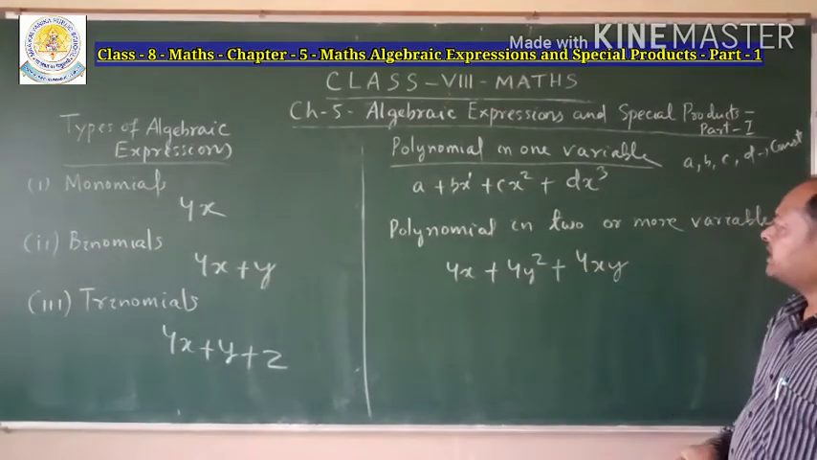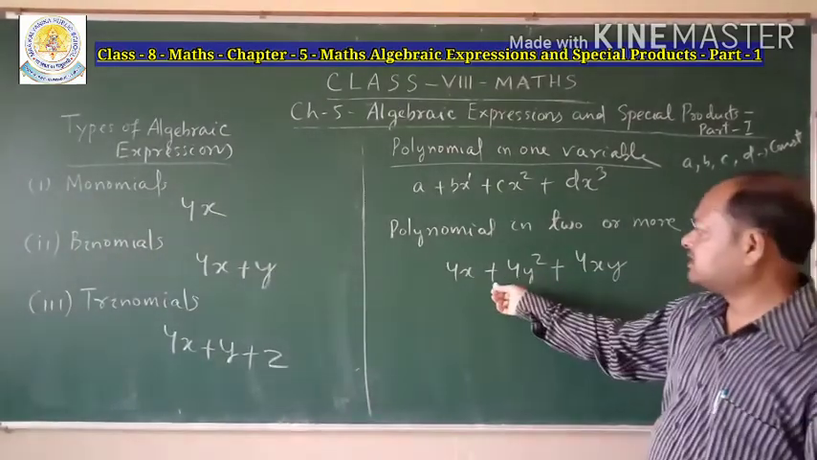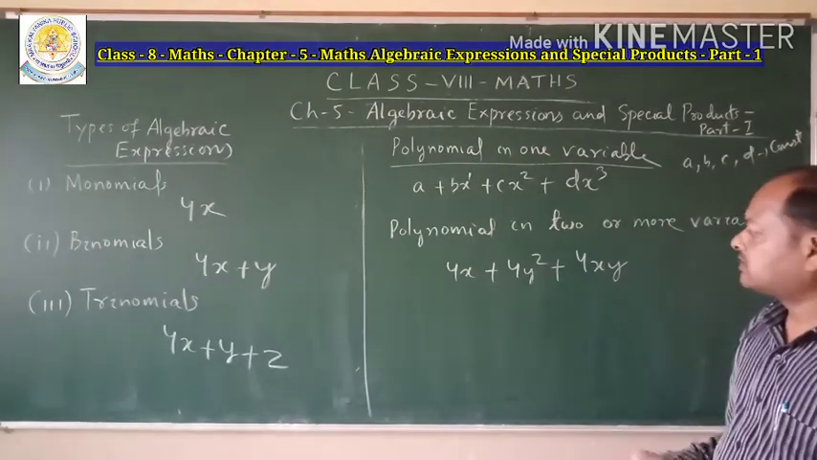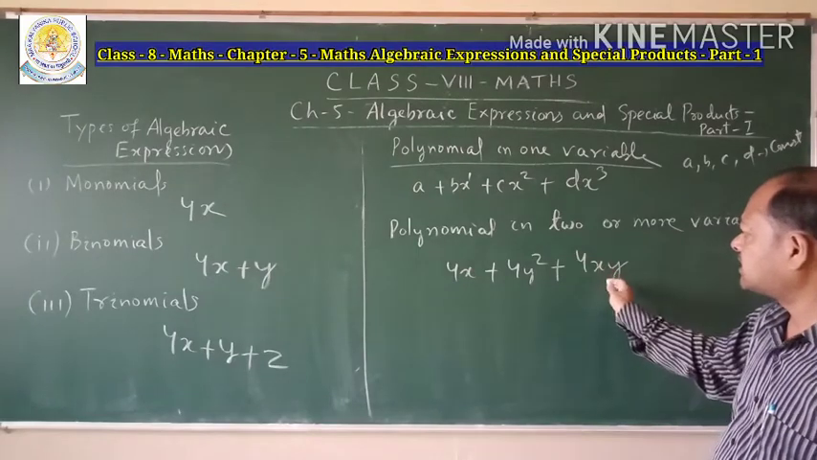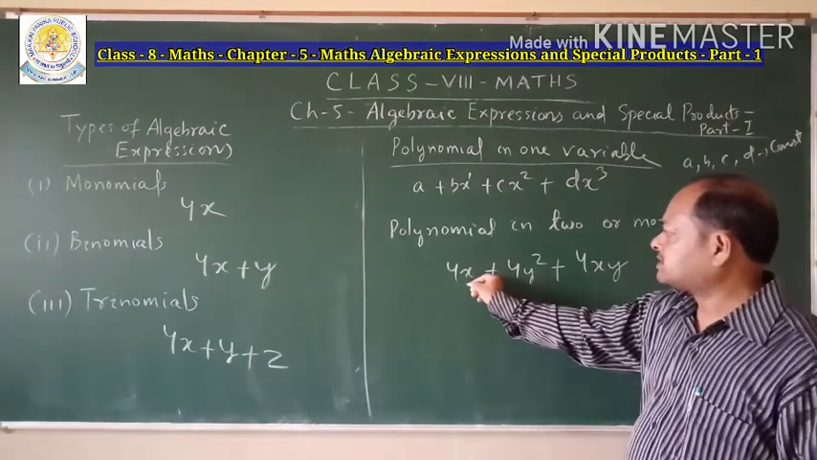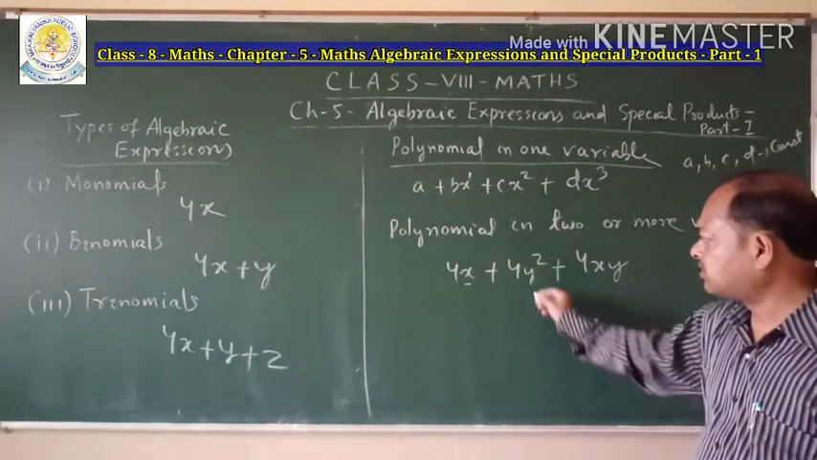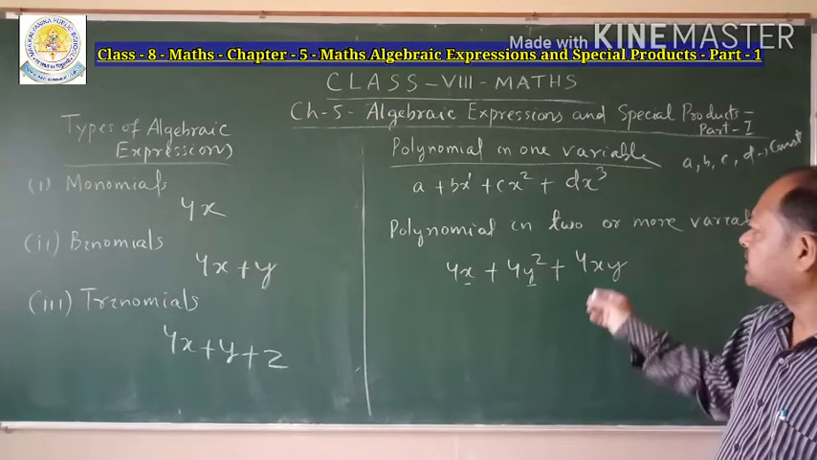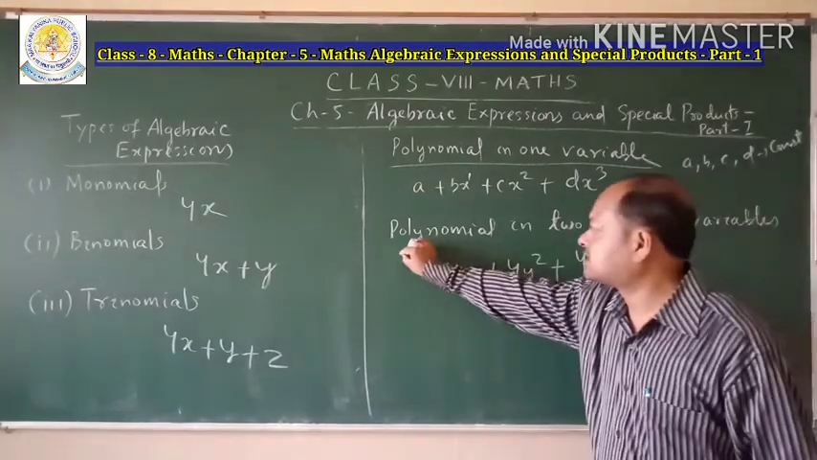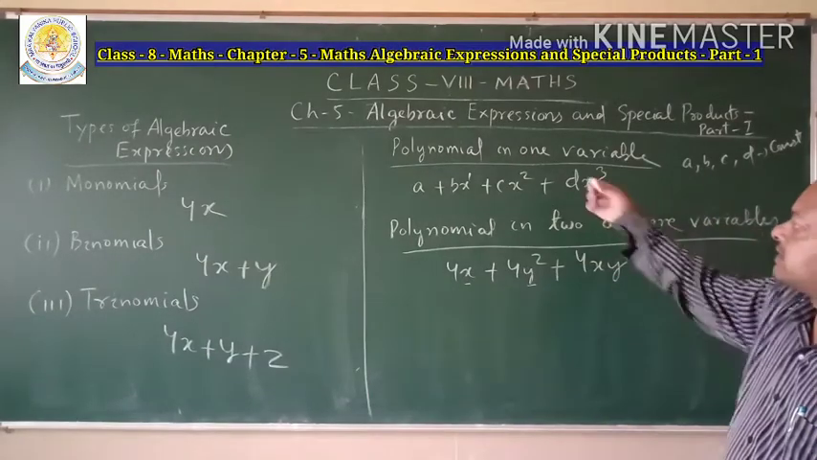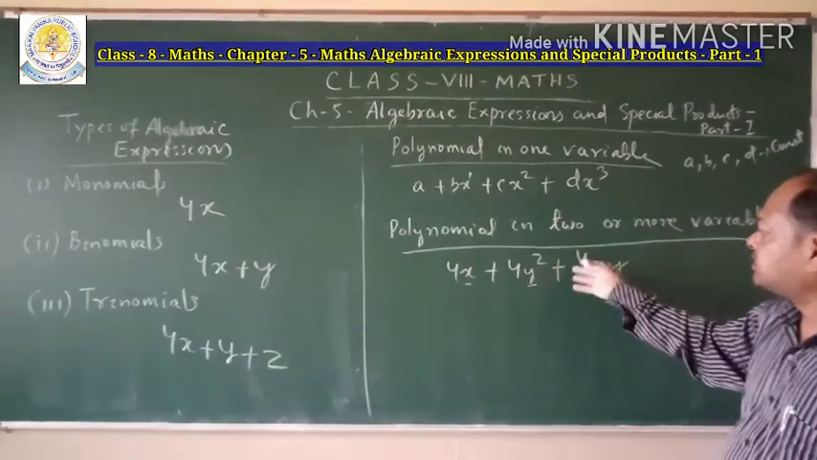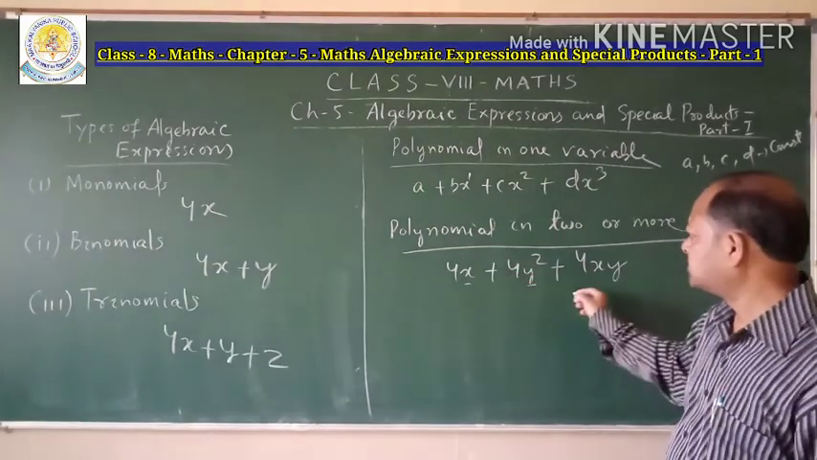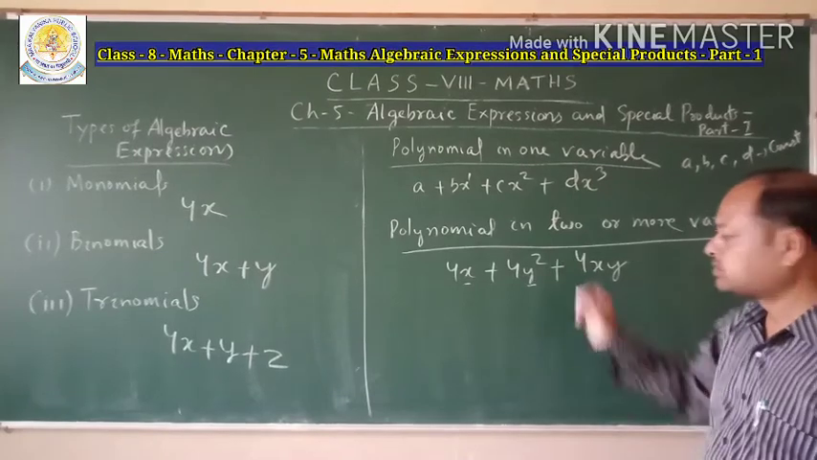Now, what is a polynomial in 2 or more variables? Here we see that in this algebraic expression there are 3 terms, but the variables are different. Here x is one variable, y is another variable, so there is more than one variable, 2 or more variables. So this condition is also there in algebraic expressions, a polynomial having 2 or more variables. Here we see the degree of x is 1 and the degree of y is 2.